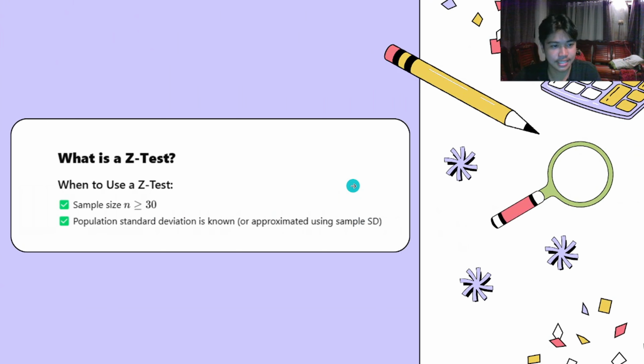Now, what is a z-test? And when to use a z-test? We are going to use the z-test when the sample size n is greater than or equal to 30, and the population standard deviation is known.